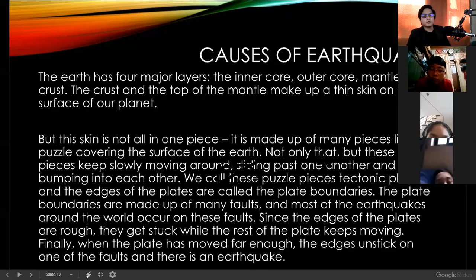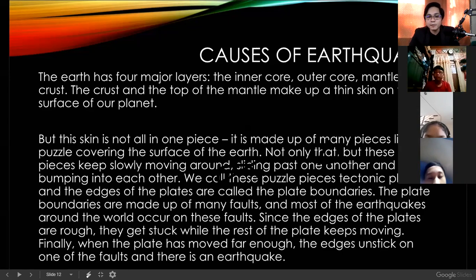Now, what are the causes of earthquake? So we identified last time some of the causes of earthquake. The earth has four major layers. Please read, Rabbi.